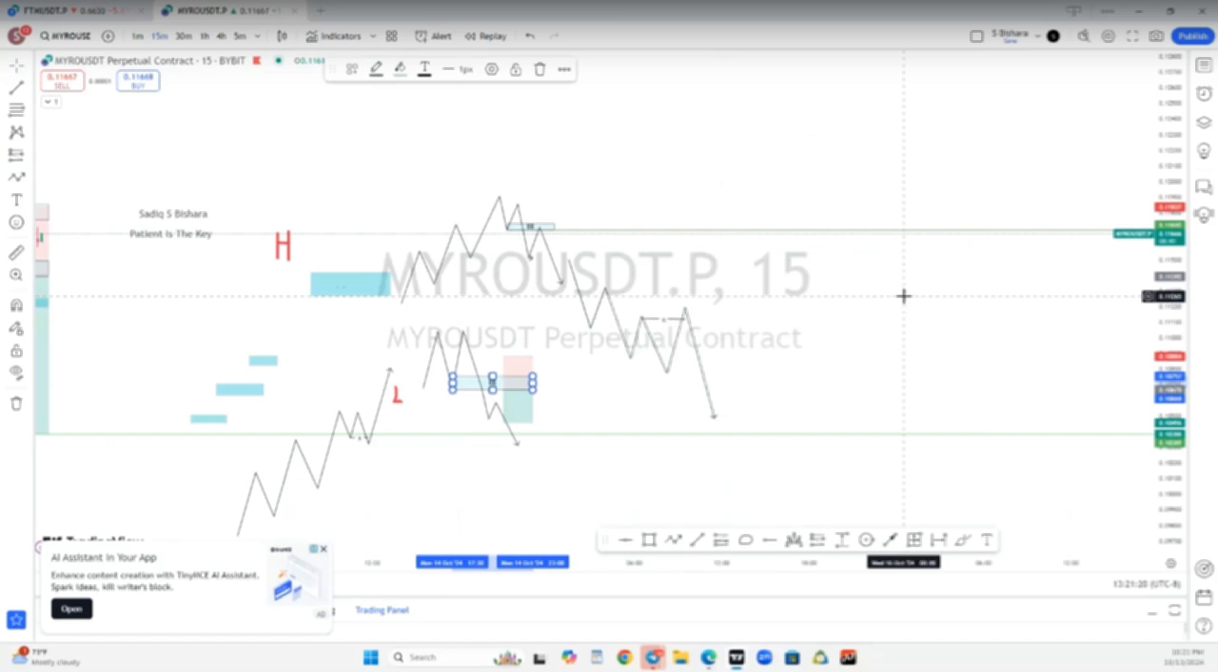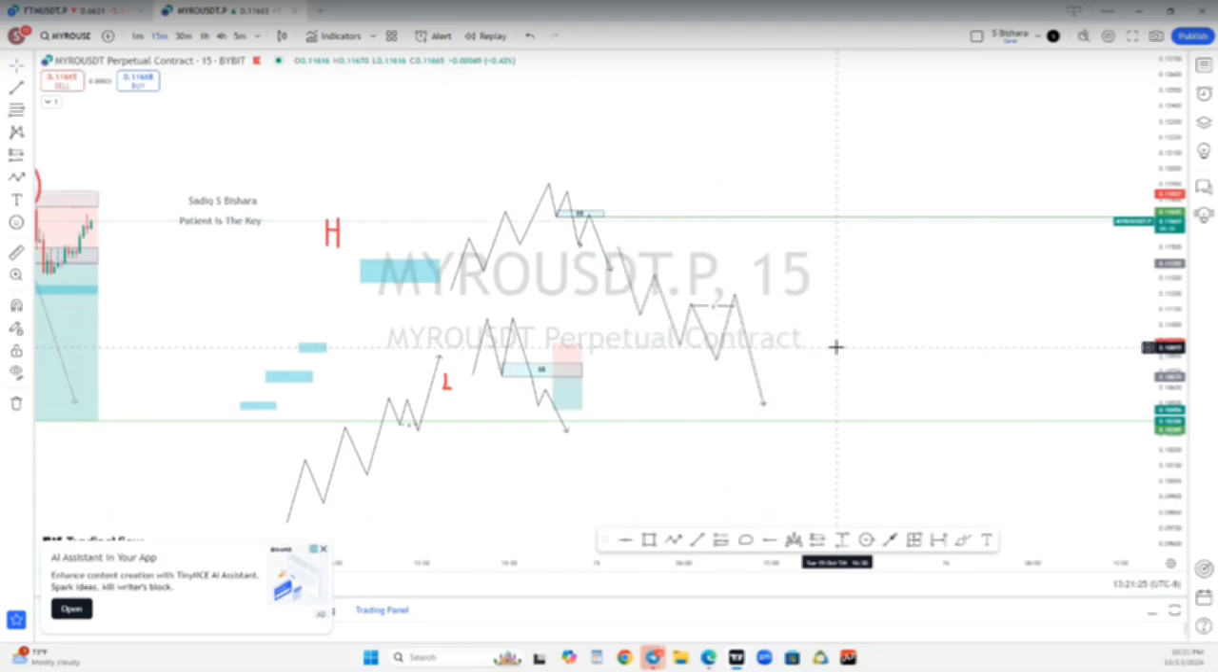Your order block and fair value gap are your point of interest. That means you have interest to short the market on that particular point. You have interest to long the market on that particular point. This is the point of interest.